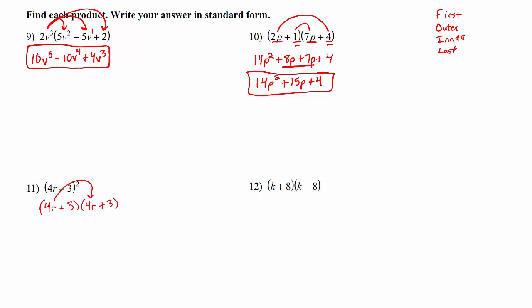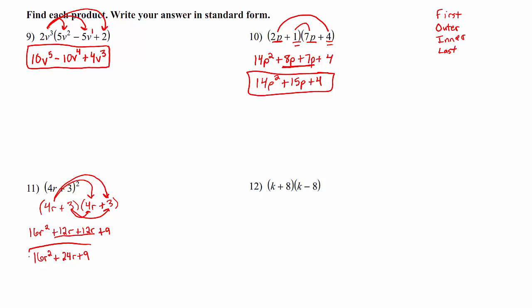I end up doing 4r times 4r, which is 16r squared. And then 4r times 3, which is 12r. And then 3 times 4r, which is 12r. And then 3 times 3, which is 9. So then, like last time on number 10, the middle terms are like terms. Make sure that you think 12 plus 12 is 24. They don't cancel each other out because neither of them are negative. So this is 16r squared plus 24r plus 9.